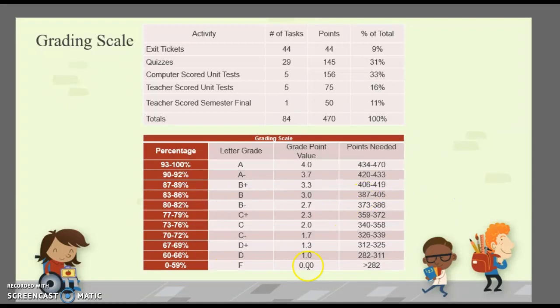Okay, but if you need to know the bare minimum, 282 points is the bare minimum to pass this class. And this is in the syllabus, so you can find all this information in the syllabus as well.